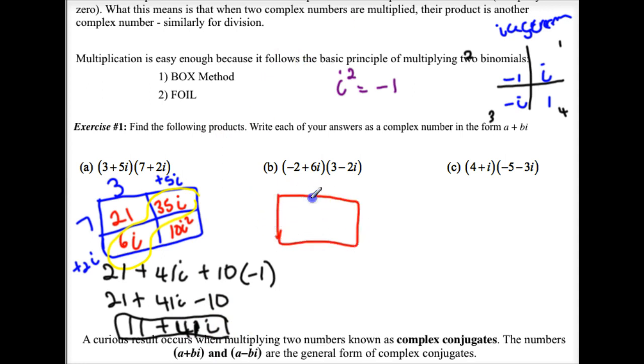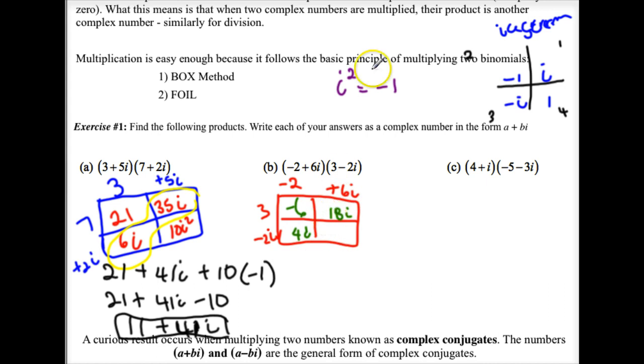A 2x2 grid again. -2, keep the signs just like you practice when you're multiplying binomials. 3 and -2i. This becomes -6. 6 times 3 is 18i. Negative times a negative is a positive. This becomes, what is this? What did I write here? 2 times 2 is a 4i.